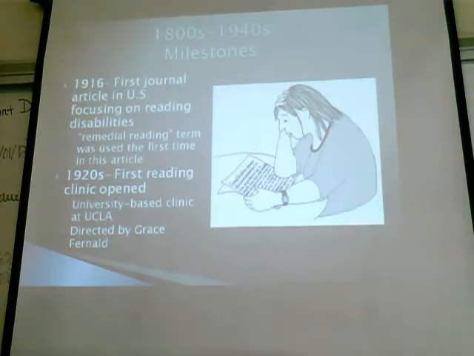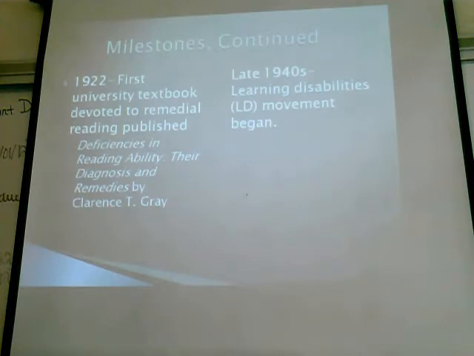Milestones from the 1800s to the 1940s. In 1916, the first journal article in the U.S. that was focusing on reading disabilities, remedial reading. The term was used the first time in this article. In the 1920s, the first reading clinic opened. It was a university-based clinic at UCLA, and it was directed by Grace Fernald.